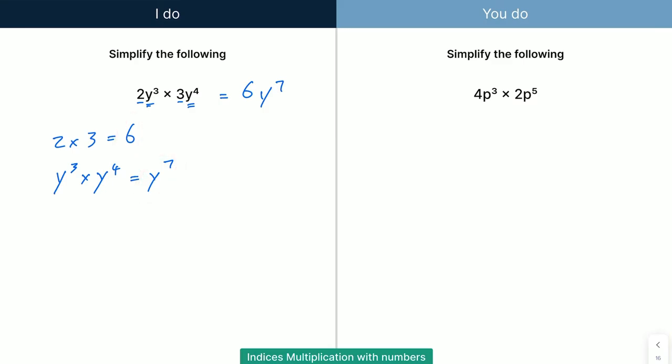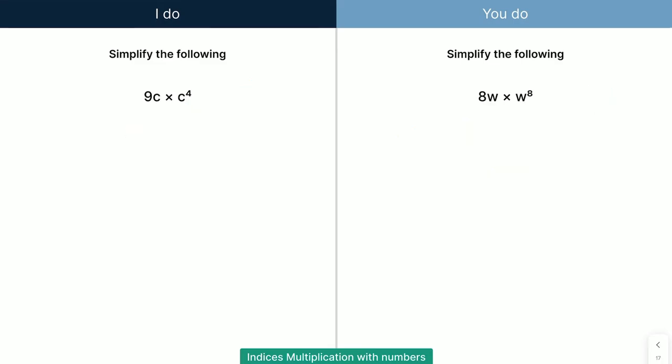So again, hopefully you've pressed pause and had a go at the example on the right. So that's going to be 4 times 2 for the numbers, which is 8. And then p cubed times p to the 5. And if I add the indices together, that's p8. So the final answer here is 4p8.